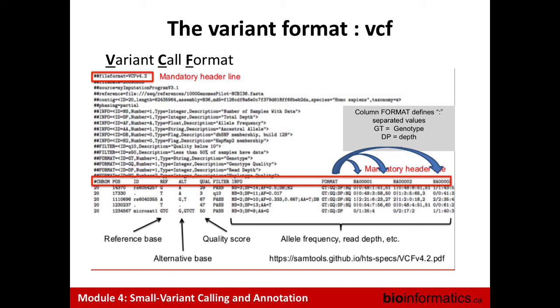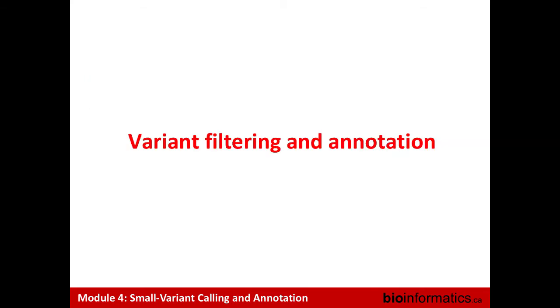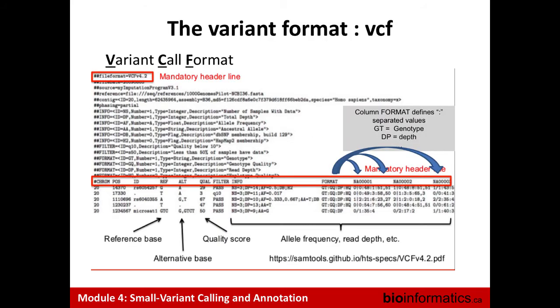0/0 means reference. This is allele 0. This is allele 1. So 0/0 will be homozygote reference. 0/1 will be heterozygote. 1/1 will be homozygote variant. Now we'll see here in those two lines that the alternate allele could be more than one allele. And in that case, it's what we observe here.